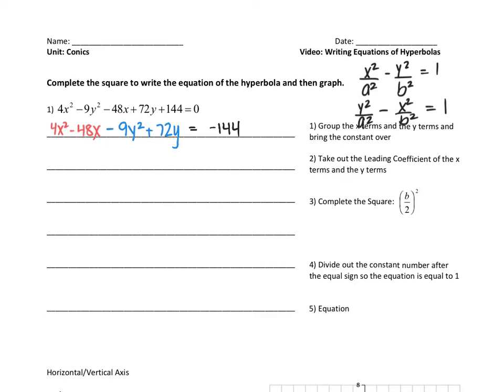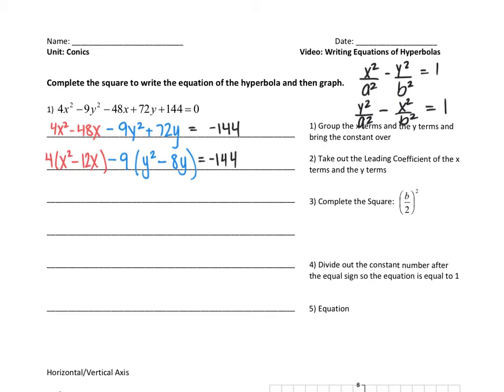We're going to take out the leading coefficient of the x's. So I'm just going to take out a 4. So 4x squared divided by 4 is x squared. Negative 48 divided by 4 is 12x. And then with the 9's, because I have a negative, I'm going to take out a GCF of negative 9. And then I'm left with y squared minus 8y. Be careful with this minus here. You're doing a positive divided by this negative, which makes this in return negative. And then we have equals our negative 144.